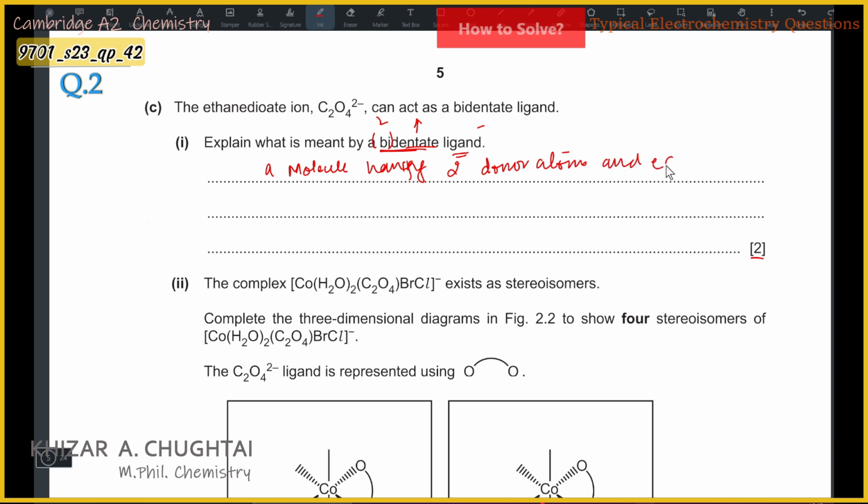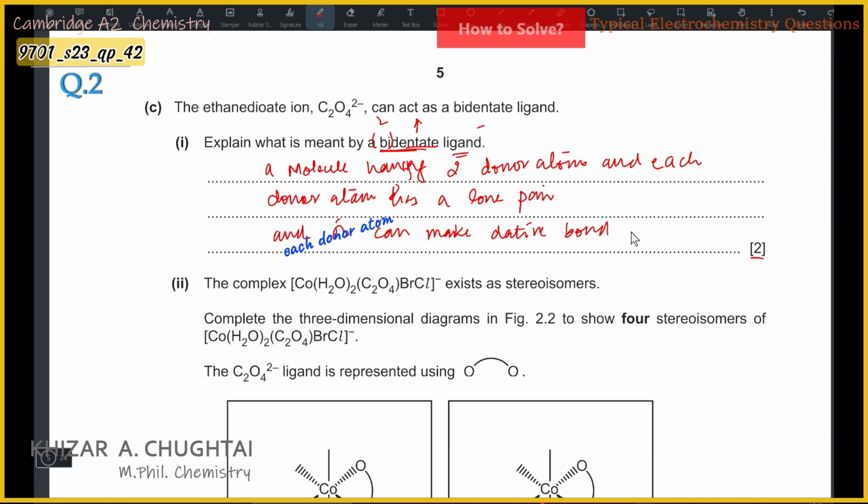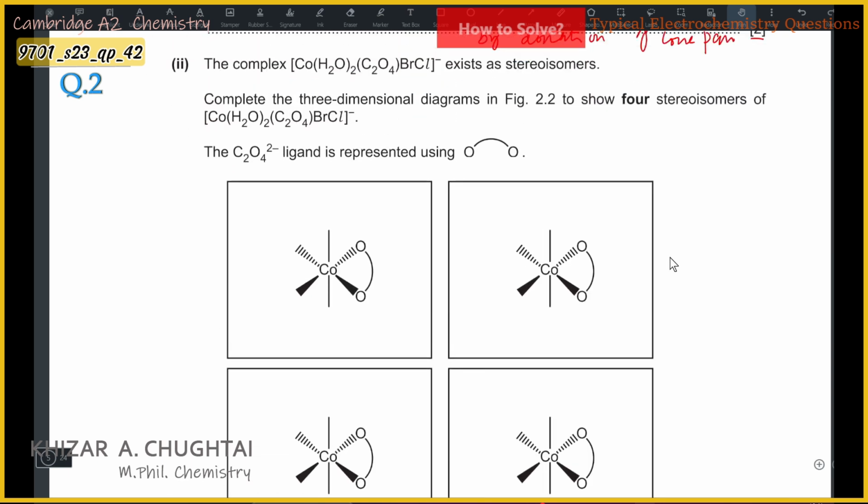and each donor atom has a lone pair. Number one. Number two, what is the next property? They can donate the lone pair of electrons to the metal ion, and it can make a dative bond with the metal ion by donation of lone pair.